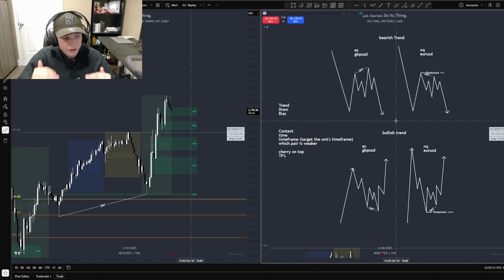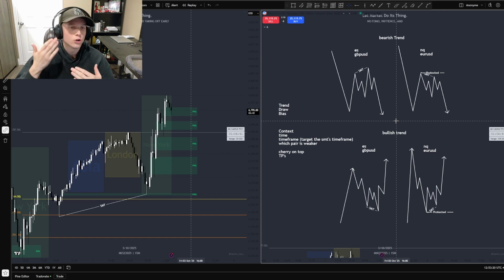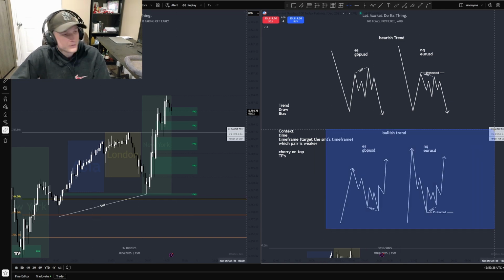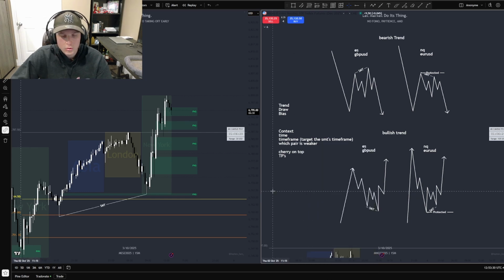Everything I do, if you're in my Discord, I align with my trend, my draw, and my bias. So if the overall trend is bullish, a bearish SMT is not what I'm looking for in a trade. I'm looking for a bullish SMT. I'm looking for this right here, right? So the draw is very simple. It's maybe equal highs, maybe a previous day high, a certain fair value gap.